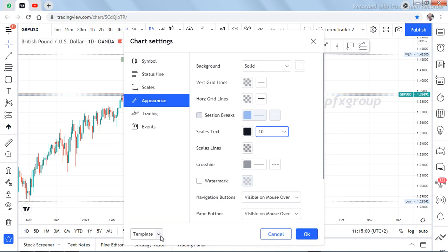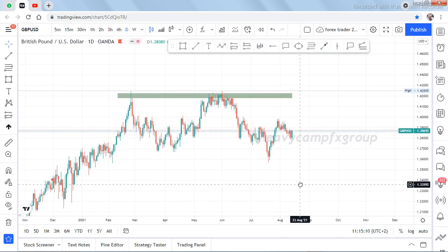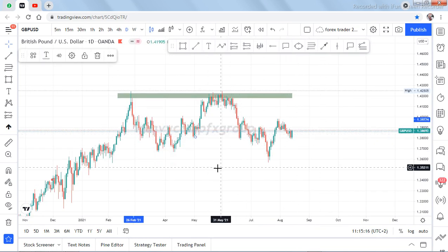All right, guys. And then whenever you find a certain theme or certain things that you want to stick to, you can simply save them as a template, so that even if you do change your settings, you can simply go back to your original settings whenever you want to.